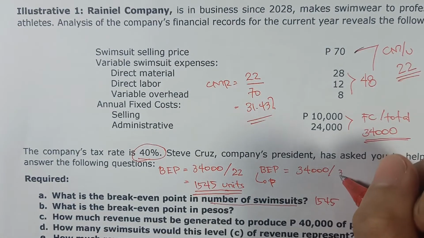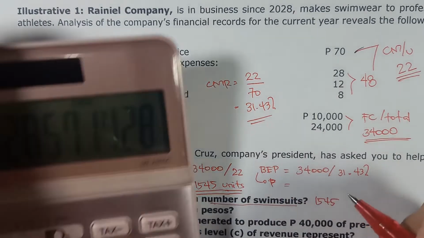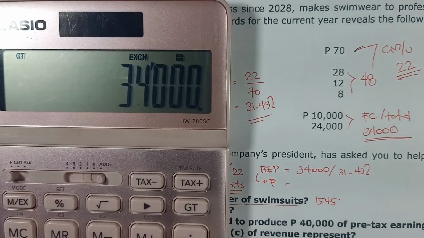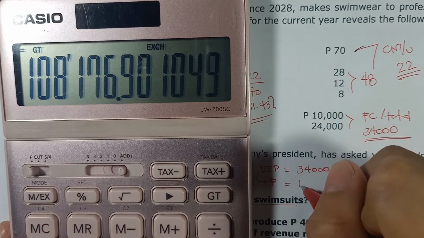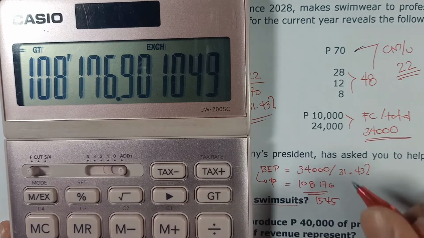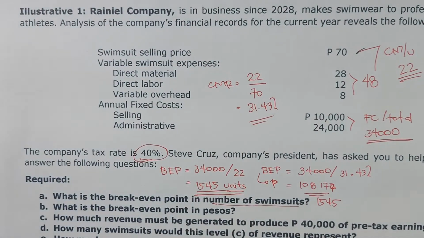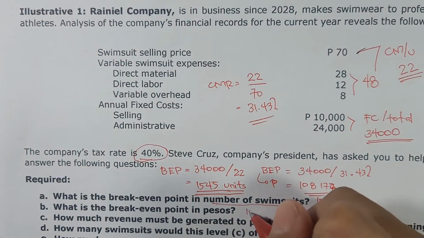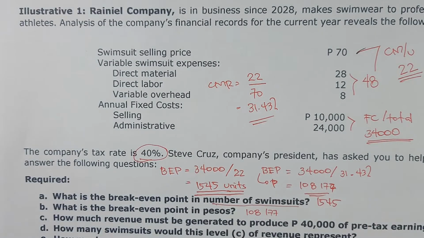So, 34,000 divided by 31.43%, this will give us how much? 34,000 divided by 0.3143, or this will give us 108,176. That is why, or sabihin natin 177, say rounding off, right? That is why requirement letter B, our final answer will be equal to 108,177. So that's the final answer for requirement letter Bravo.